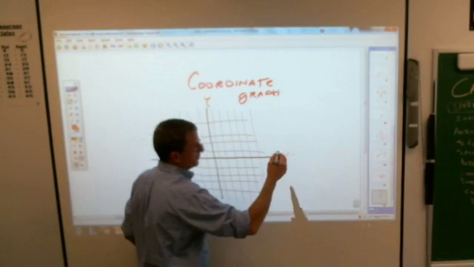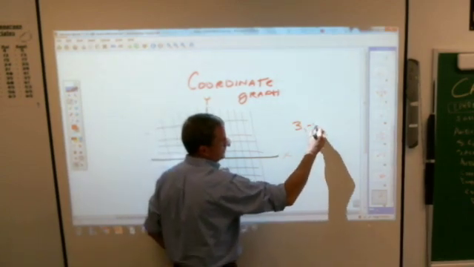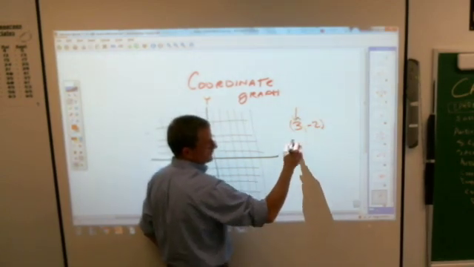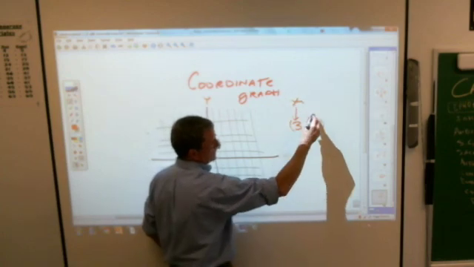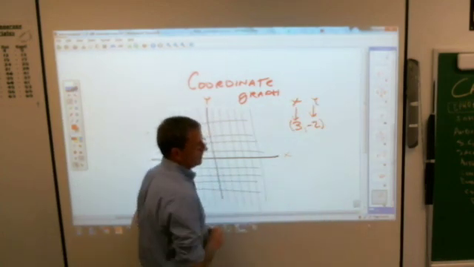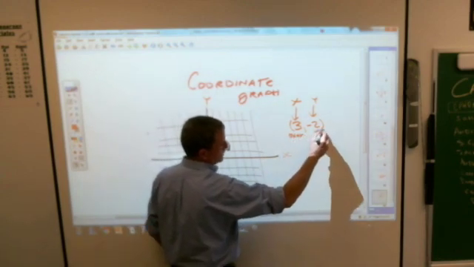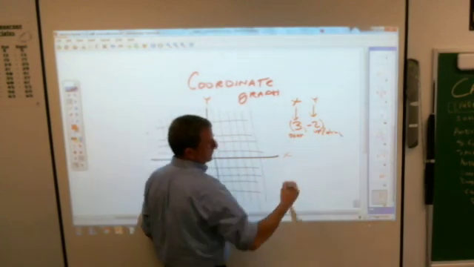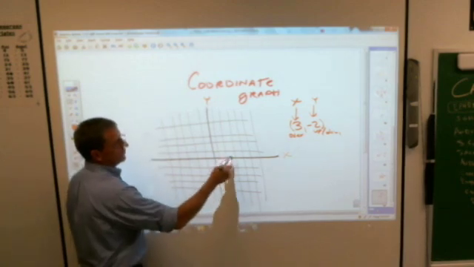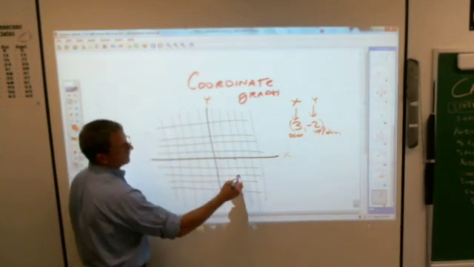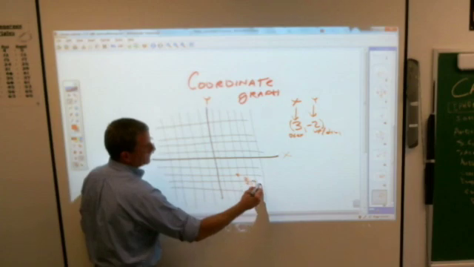When you do a coordinate point, let's say you have (3, -2). The first one is the x point, and the second one is the y point. The first one is the over, and this one is the up/down. I go over 3: 1, 2, 3. Negative means I go down 2. Here's my point, (3, -2).